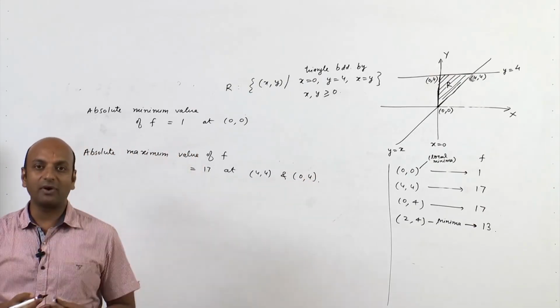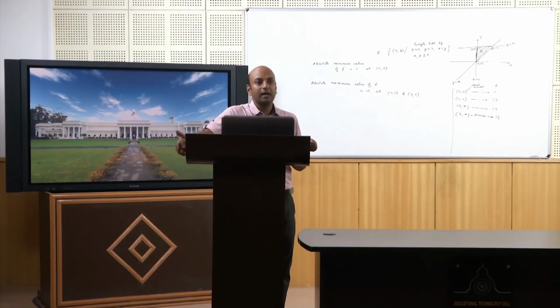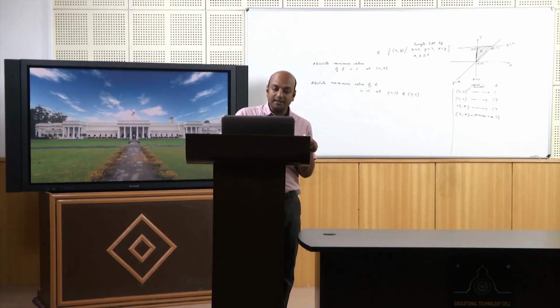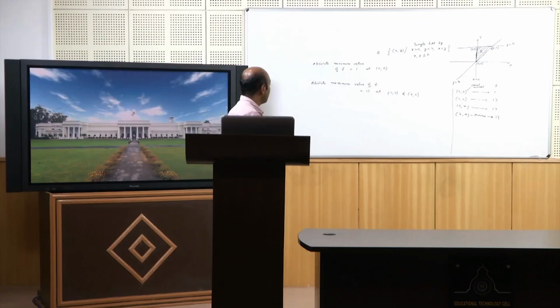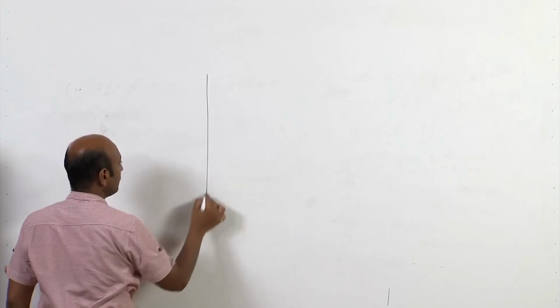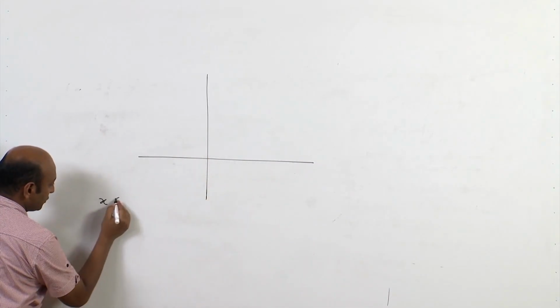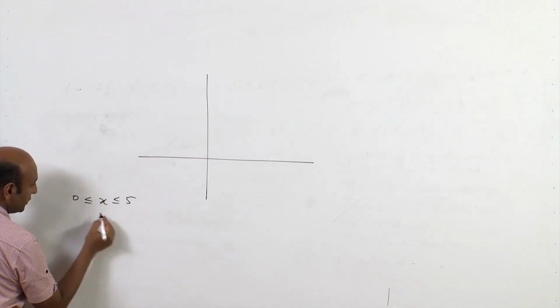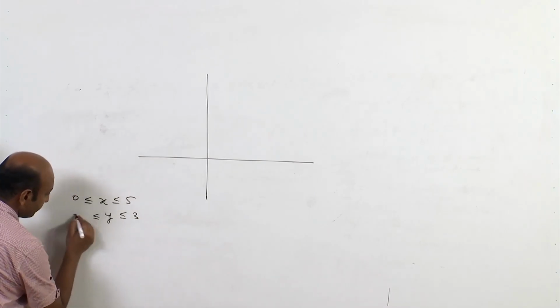So, that is how we can find out absolute maxima or absolute minima of a function f along a closed and bounded region R. Now, in the third example, in the third problem, we have a function for which we have to find absolute maxima and absolute minima on a rectangular plate. Okay. Now, here what is a rectangular plate? So, here the rectangular plate is x less than or equal to 5 and greater than or equal to 0, and y is less than or equal to 3 and greater than or equal to minus 3.